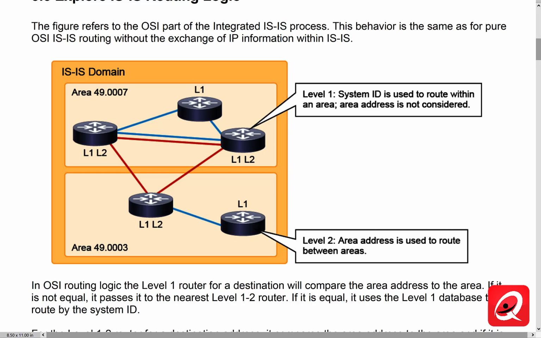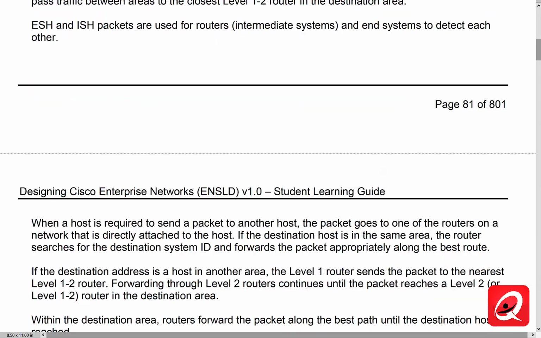If the destination address is on a host in a different area, the level 1 router is going to send the packet to the nearest L1, L2 router, and we're going to forward that through level 2 routers until we finally reach the area that the destination host is in. Then we can use our level 1-2 router in that area, and subsequently use the level 1 routers in that area to reach the final destination. All right.